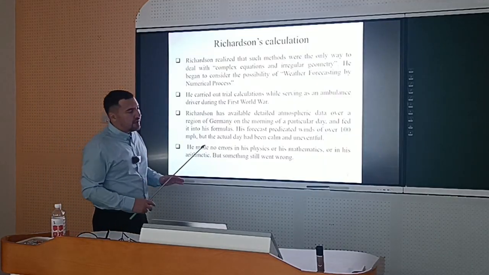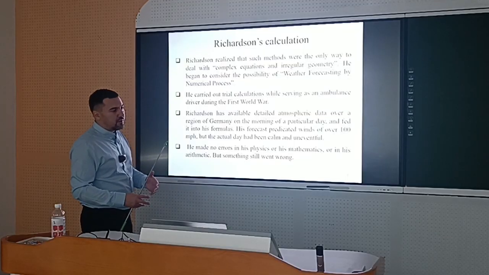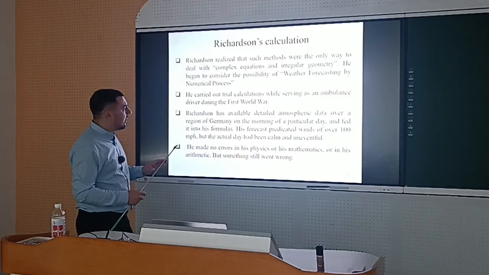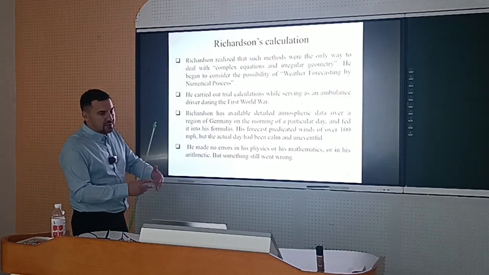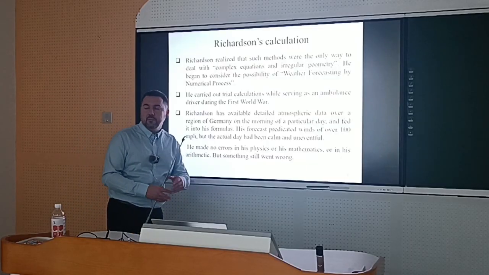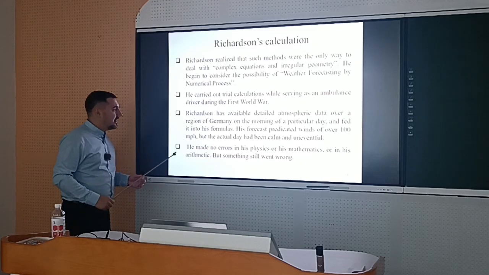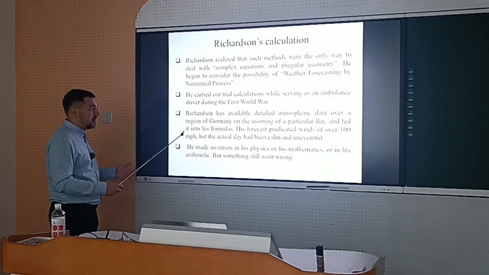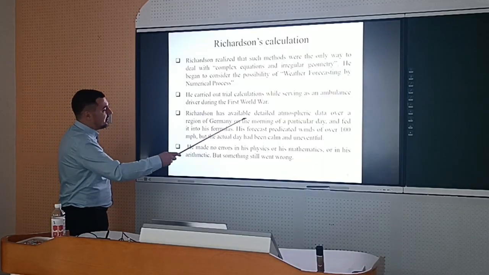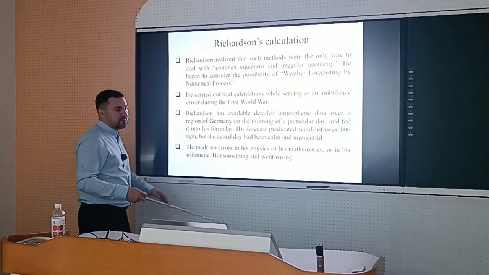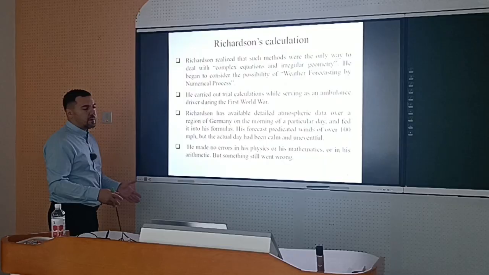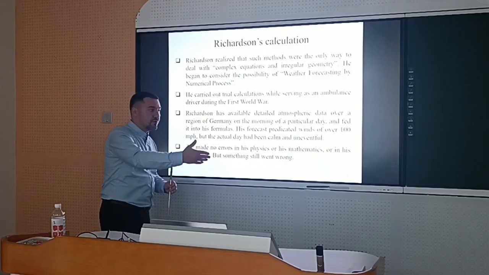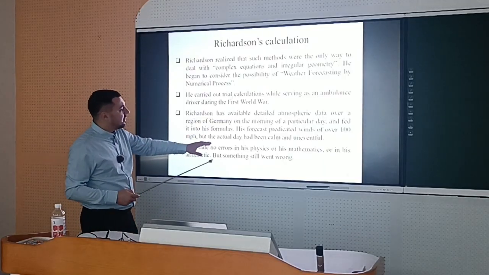So the mathematical model, so the equations that he would like to solve, were correct. So the model for the weather forecasting was great. But to forecast, we need some initial data. For example, the speed of wind or temperature distribution or something like that. And actually, such a set of data was available. So Richardson had available detailed atmospheric data of a region of Germany on the morning of a particular day. So for some day all the necessary information for his model was available, and he would like to predict the parameters, for example, for tomorrow, and fed it into his formulas.